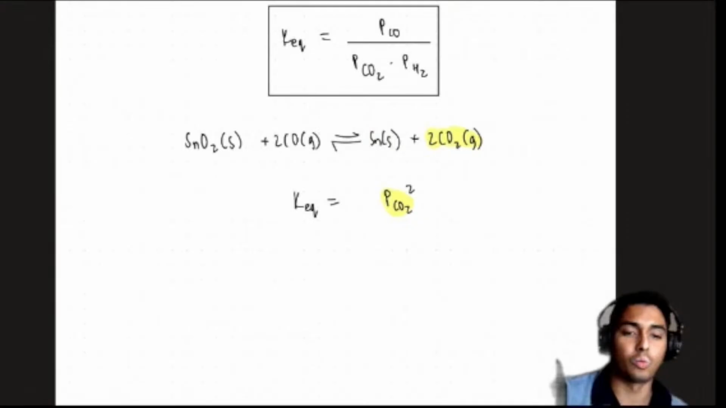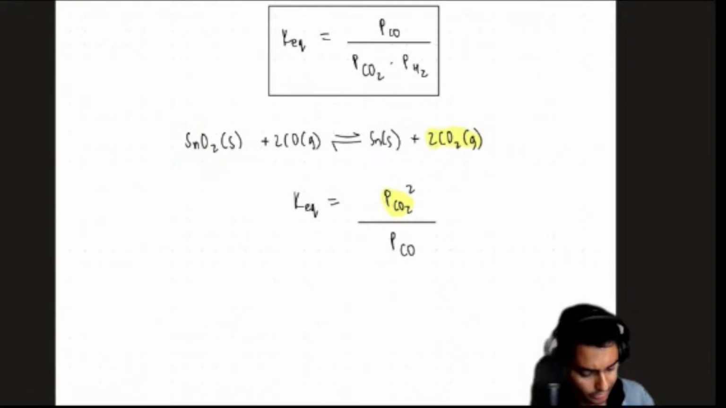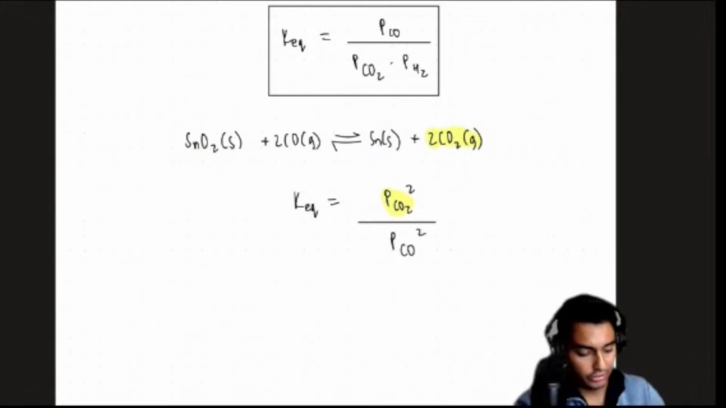And then now on the bottom, we have to similarly do our partial pressure. We're going to neglect SnO2 and Sn solid. Why? Because they are solid. We do not include solids in the equilibrium expression. There we go. And this is going to be PCO squared as well. And we're pretty much done here. Let me just highlight this one as well.